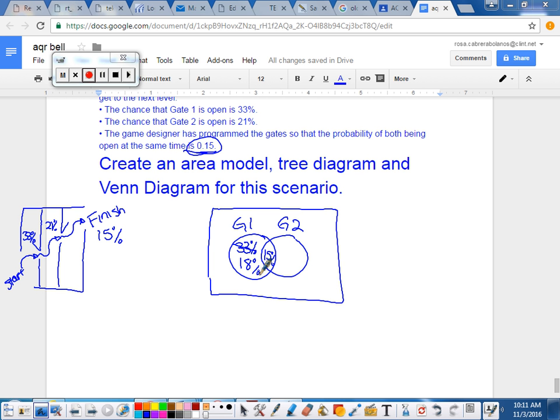And then gate 2 is open 21% of the time. So I would put a 21 here, but there's a 15 in the middle. So 21 minus 15, 6. This is 6%. What should percentages add up to? 100. So when I add all these, what do I get? 39. So how much am I missing to make 100? 61% of the time, both gates are closed.